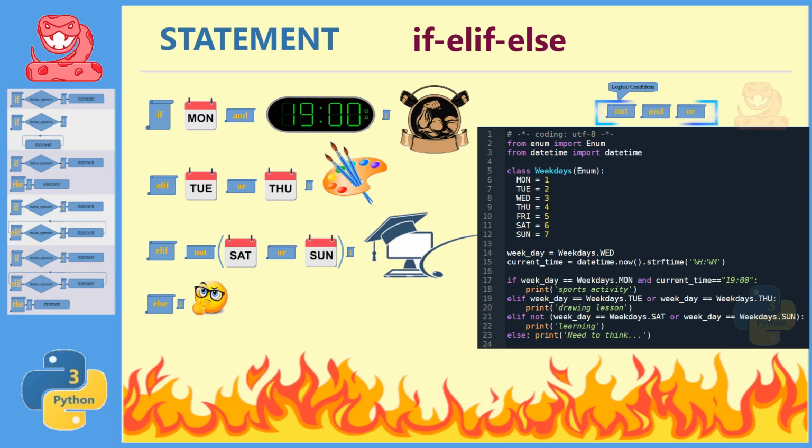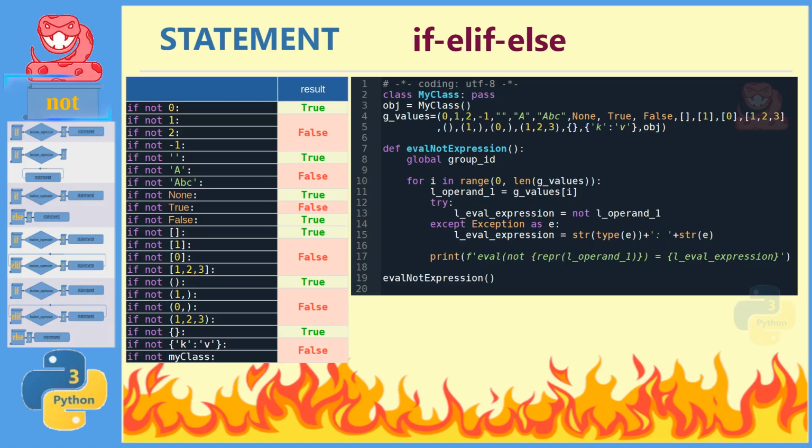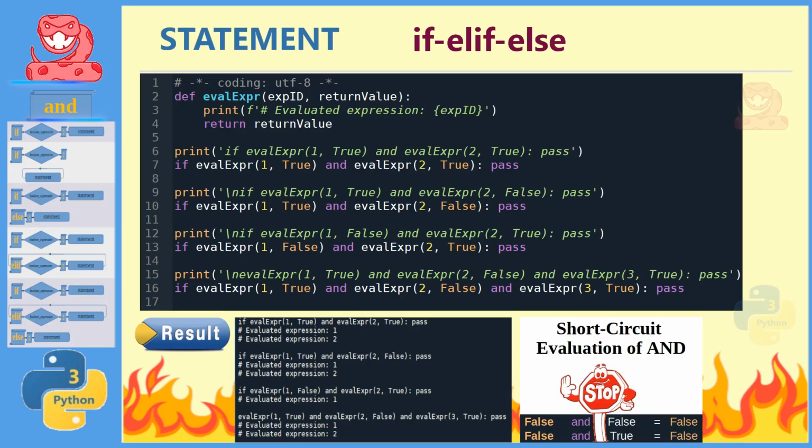Next, let's consider logical conditions, such as not, and, or. Not returns true if the following condition is false. Returns false if it's true. And returns true if both component conditions are true. Returns false if either is false.